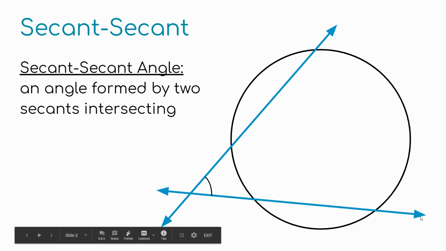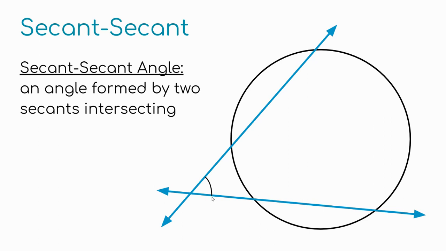We have another secant, another line with two arrows intersecting at 2 points. They're crossing out here outside the circle, creating this angle. So a secant-secant angle is an angle formed by two secants intersecting. Right? Secant-secant, two secants. That's our new angle. So now we need a formula.